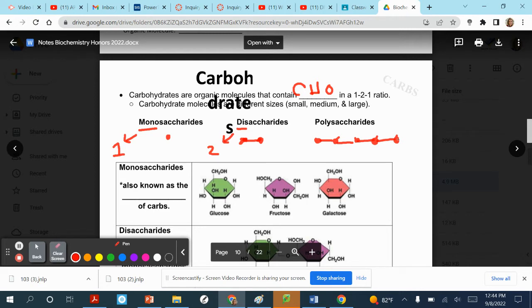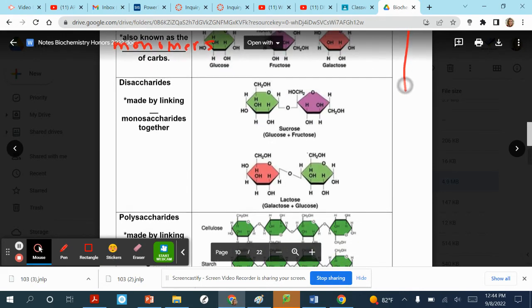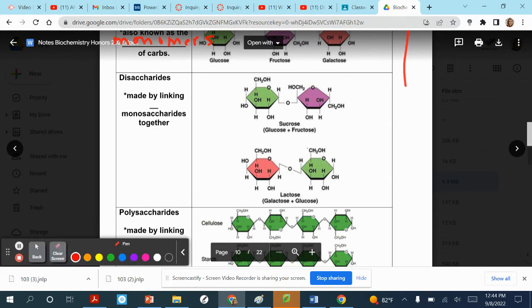Now, we take monosaccharides and chain them together to build bigger carbohydrates. Monosaccharides are known as the monomers of carbs. So if you need to build big carbohydrates, you need to chain together several monomers, or monosaccharides. Now, to make a disaccharide, di means two, we need two monosaccharides, and we're going to link them together.